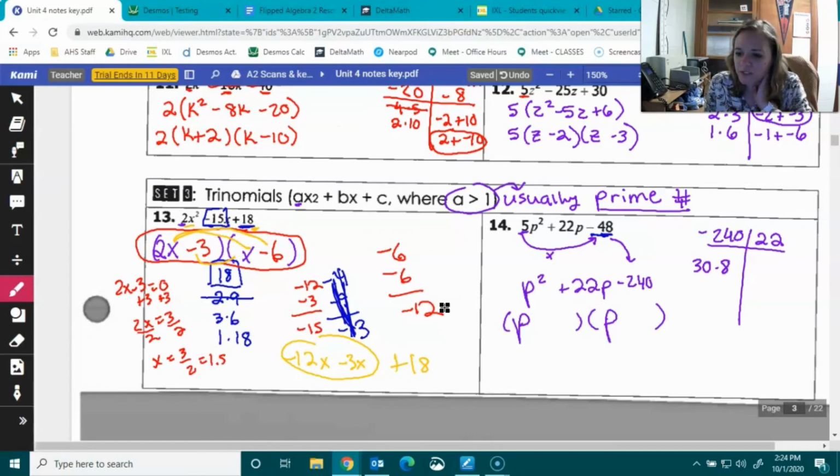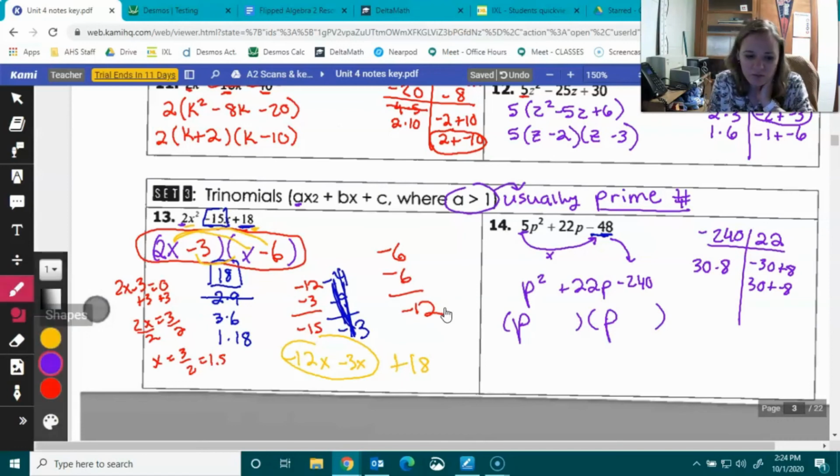Now I have to figure out which one is going to be negative. So is it going to be negative 30 plus 8, or is it going to be 30 plus negative 8? Again, you're going to test both. Which one is going to give me the positive 22? This one or this one? Definitely that one. So these are going to be my factors. So I'm going to add the 30, and then I'm going to minus an 8.